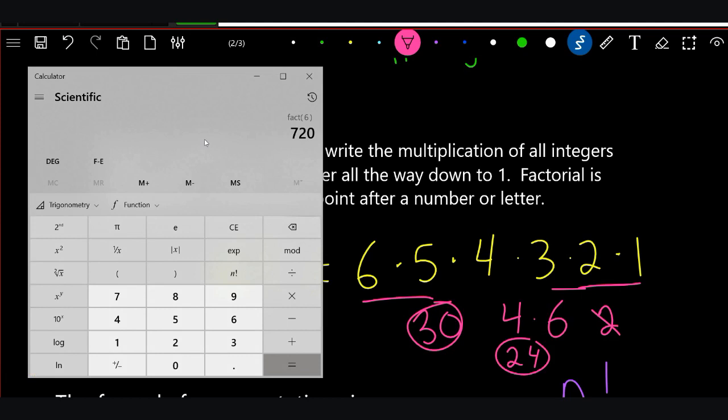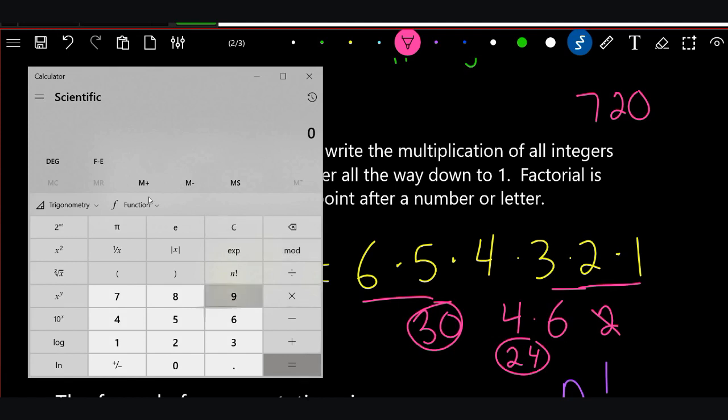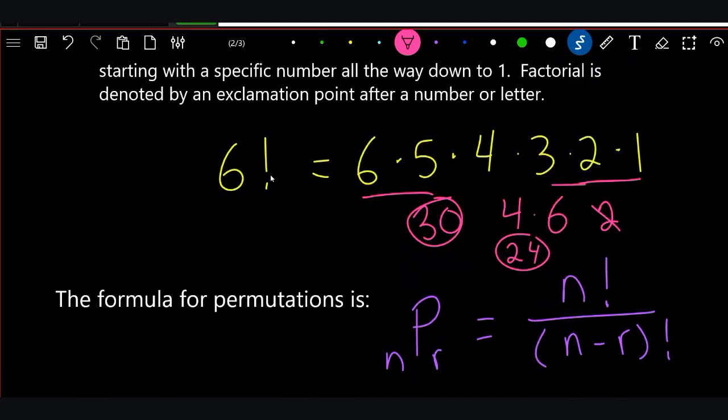So we got 720. I'll write that down, 720. Okay, let's make sure that our button worked there. So 30 times 24 equals 720. Okay, so our button did work. So 6 factorial is 720. The way that you do that is you just go 6, 5, 4, 3, 2, 1, multiply them all together, and that gives you your answer.